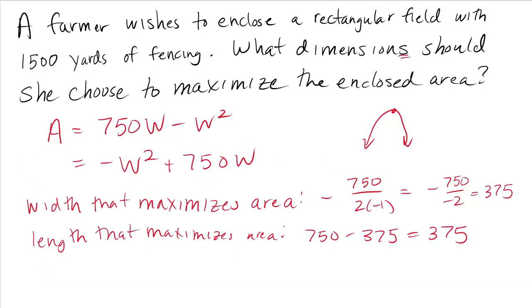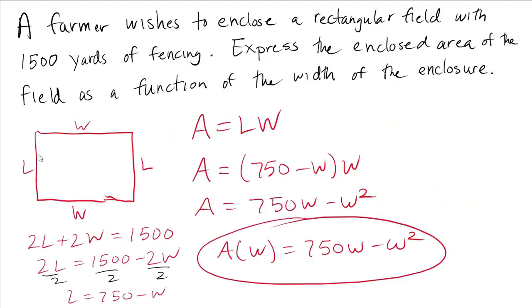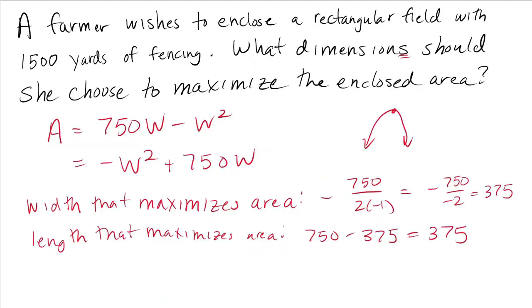Those of you with good geometric intuition might have guessed that the way that you're going to maximize the area of this rectangular field is to make it a square, to make the two dimensions the same. That's borne out by our math. The width and the length that maximize the area are both 375. The units on both of these are yards.